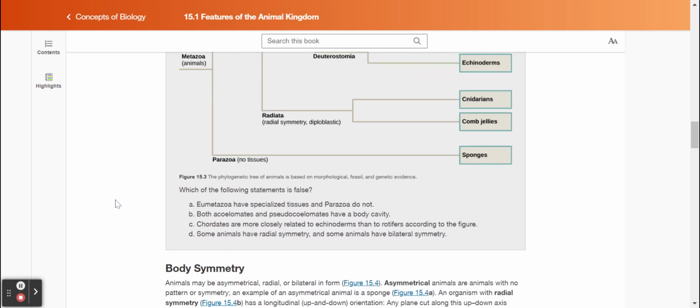Figure 15.3 shows the phylogenetic tree of animals based on morphological, fossil, and genetic evidence.